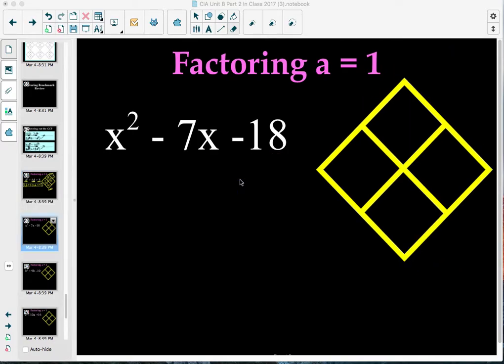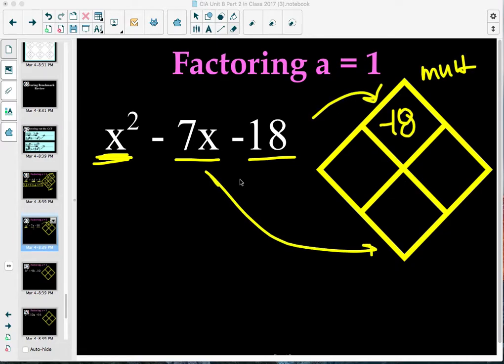Right, now we get to some with negatives. So remember, we know it's this type because it doesn't have a number in front and it's 3 terms. The last term goes on top, trying to multiply to that. The middle term goes on the bottom. We're trying to add to that, and don't forget the negative sign, so it's a negative 18 and a negative 7.